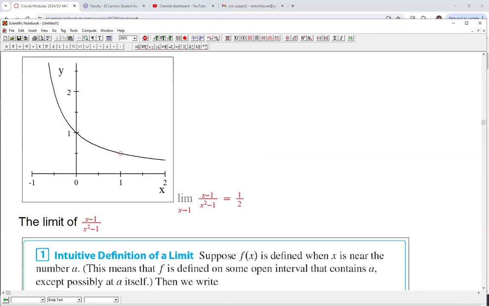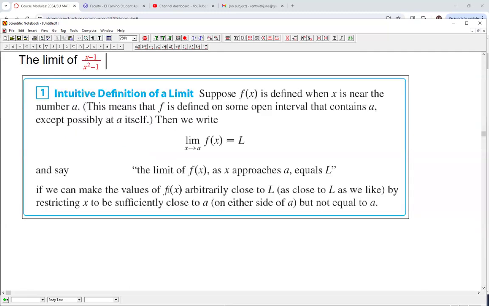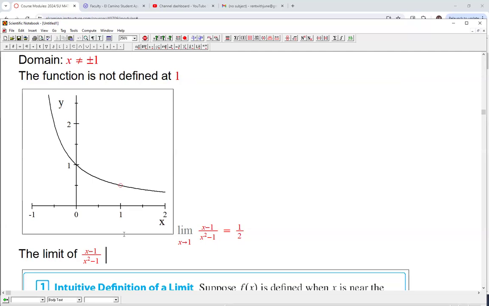we're going to use the same wording. The limit of f of x as x approaches 1 is 1/2. So this is how we say it. As the input approaches a number, the output approaches 1/2.